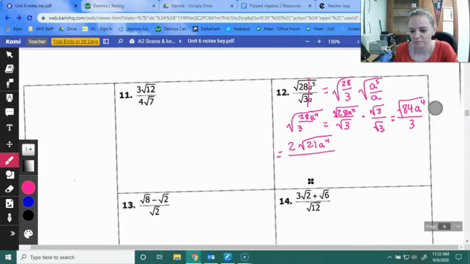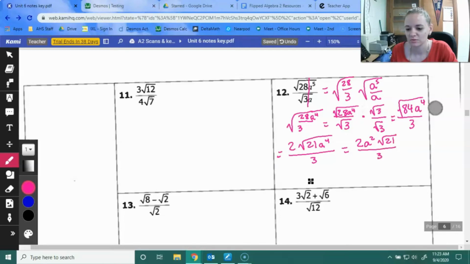Alright, are we done? I see one more thing. We still got our a to the 4th, and that's a bigger number than what this is, so this is a 2, so I can take out groups of 2's from this, so I'm not done yet. So how many groups of 2 can come out of 4? 2. So I take out a to the 2nd, and I do not have any more left over, so my a's will go away.